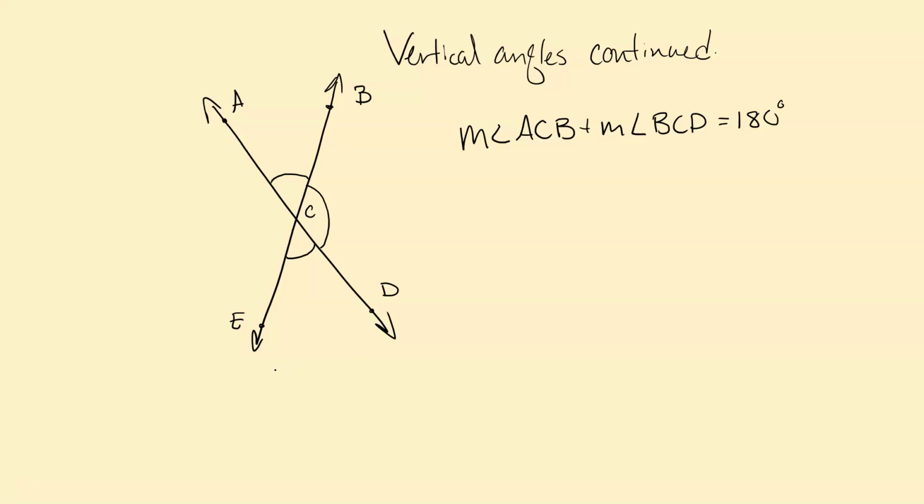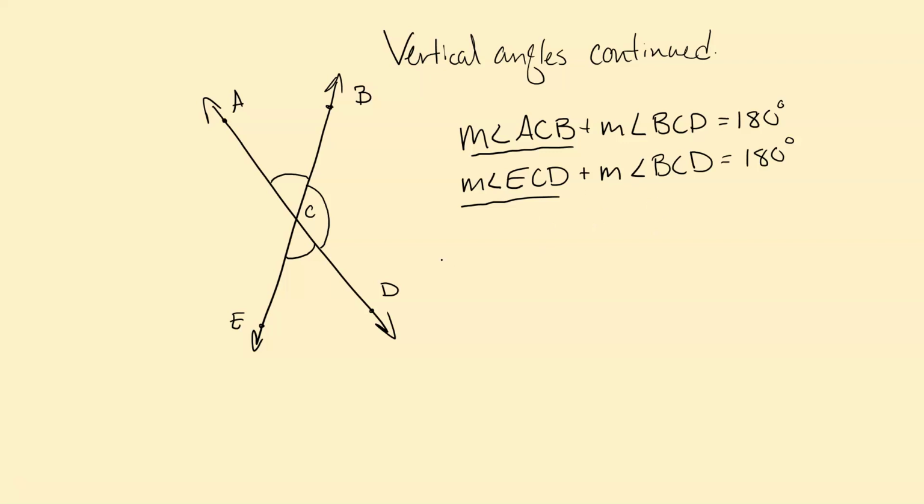And I can do the same thing with angle ECD and angle BCD. Those are also linear pairs. They form this straight line BE. So I can do that same thing. Measure of angle ECD, this angle right here, plus the measure of angle BCD again, adds up to 180 degrees. So what we're getting to is these two angles are actually the same measure, right?